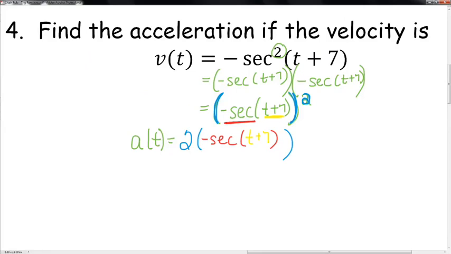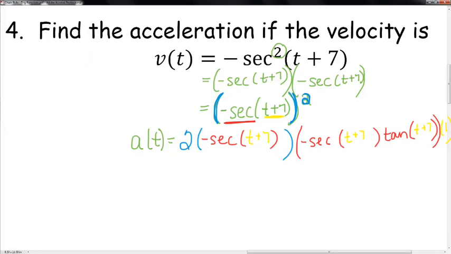So next we need to take the derivative of our chocolate. Well, the derivative of secant is secant tangent, so we have negative secant of my peanut, tangent of my peanut. So let's go ahead and fill in the peanut. And then we're going to multiply by the derivative of our peanut. Well, in this case, the derivative of our peanut is 1. Derivative of t is 1.